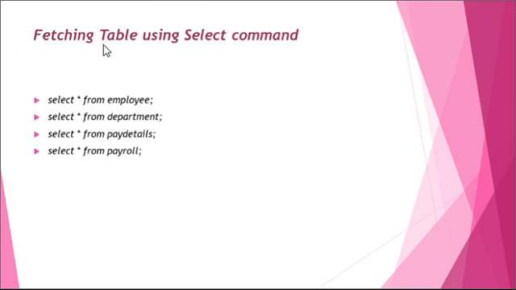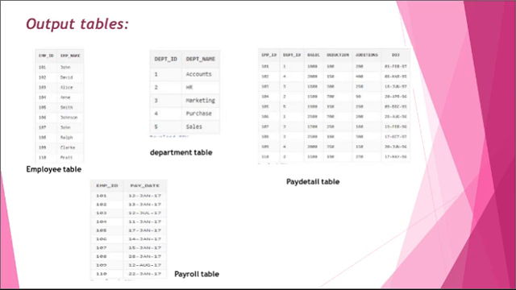Now how will we fetch our tables? We fetch our table with the syntax select. Select star, for all the columns, from employee. Employee is our table name. The same goes for the department table, the pay detail table and the payroll table. Now we will move to the output tables. Through the select command we will get these 4 tables.